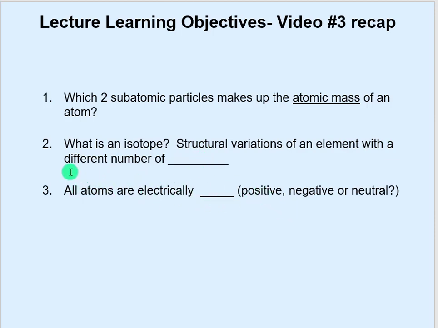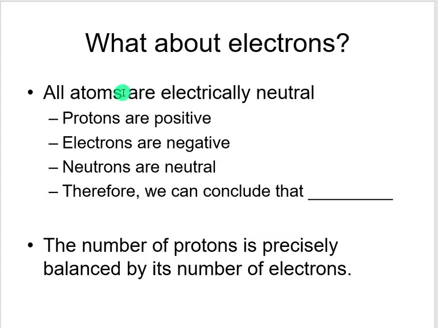Now, this is really important. All atoms are, and I'm going to qualify this, all atoms off the factory line before chemistry happens are electrically neutral. Okay, all atoms before chemistry happens, before they start interacting with their environment, are by design electrically neutral. So what does that mean? Look, protons are positive and electrons are negative. Neutrons have no charge whatsoever.